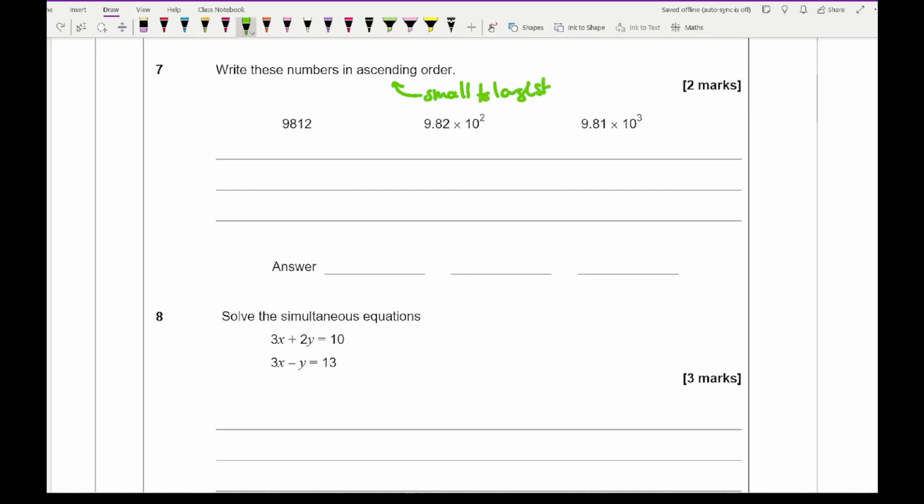So this number has already been written in ordinary form. We then need to convert this middle number into ordinary form. So move the decimal point 2 places, so that becomes 982. And then this number here becomes 9810.